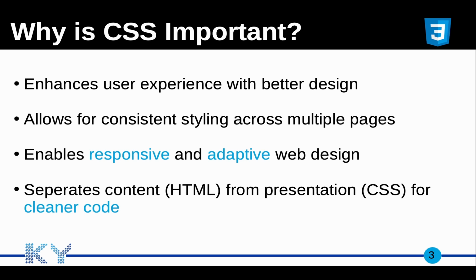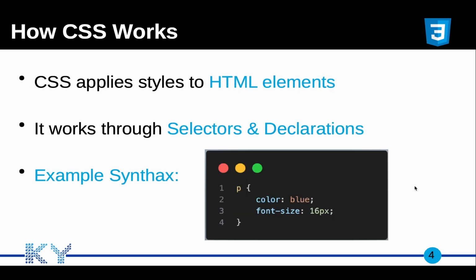Then it separates the HTML from the CSS, the content from the presentation. Now, actually, we have three types of ways we can apply CSS, which are the inline, the internal, and the external. It's actually the external CSS that separates our HTML from our CSS. The external CSS does this for cleaner code.